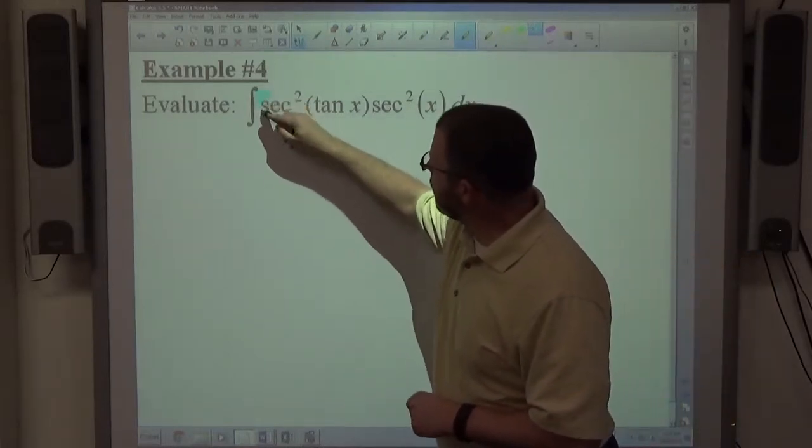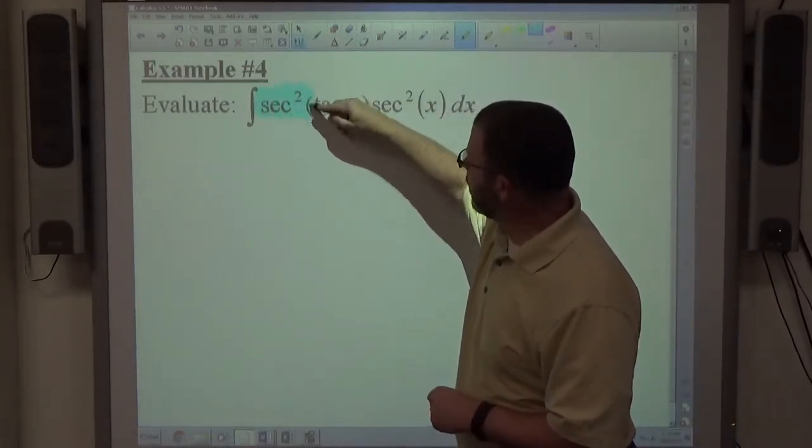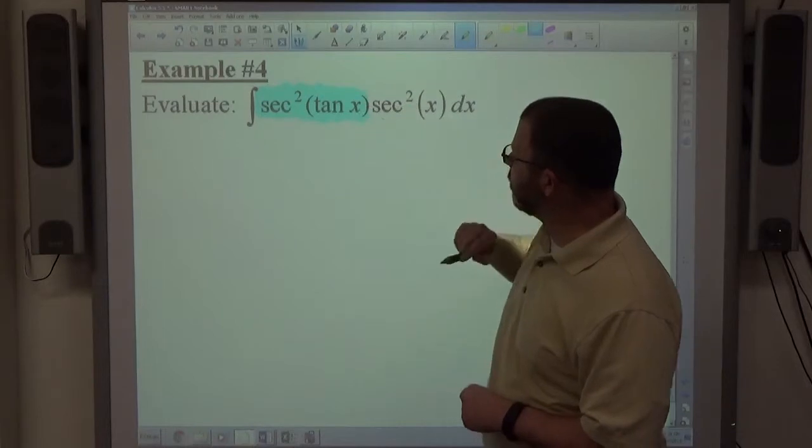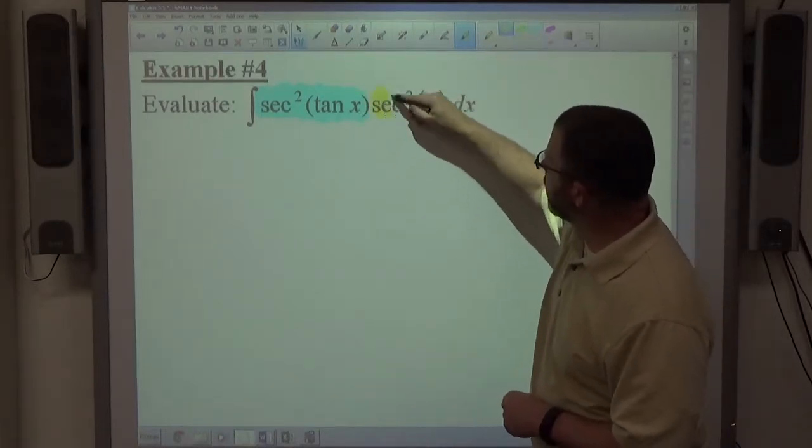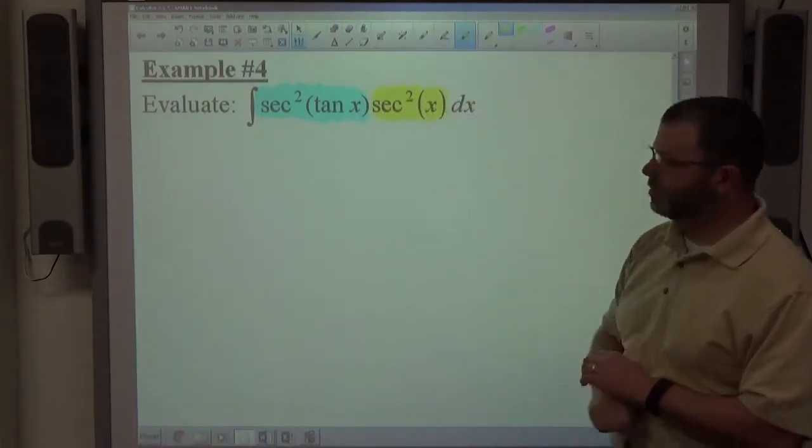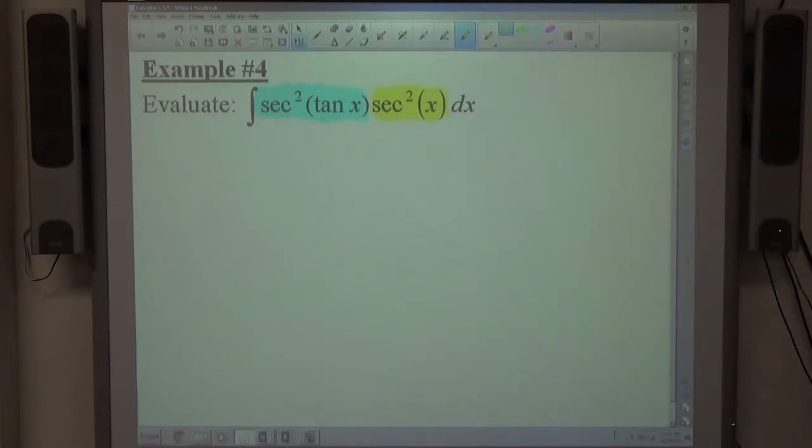First off, let me just clarify that there's two functions happening here. I got secant squared of tangent of x, that's one function. And I got secant squared of x, that's a second function. Now, there's no mathematical rule that says this, but this is the thing I do. Whichever one looks more unfriendly, that's probably the one I want to work with. Typically. That's how it works.